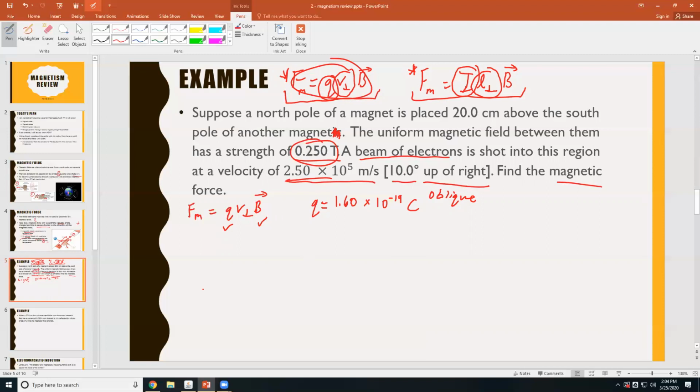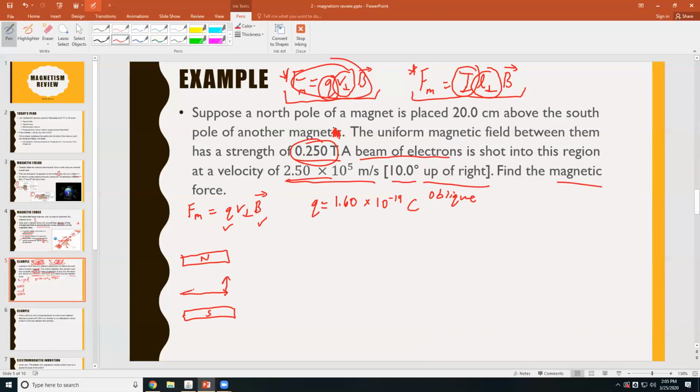Let me just draw a picture real quick of what's happening here. We have our north magnet, and it's 20 centimeters above a south magnet. I apologize for my drawing here. I'm drawing with that trackpad pen thing that I have, and it's not exactly the best. But anyway, you have your beam of electrons shot into the region at a velocity of 10 degrees up of right. Well, remember when we draw something like up of right, I would start by drawing something straight to the right, and then something up, because it's up of right, so go right first, then up.